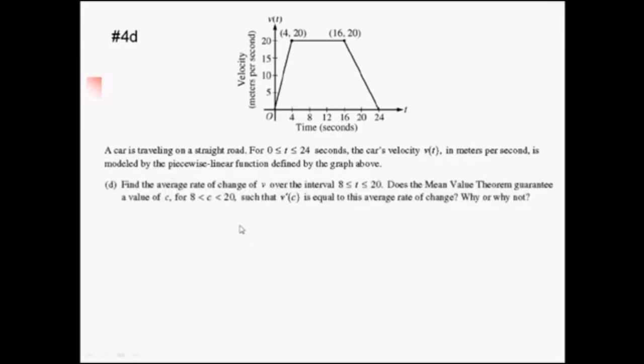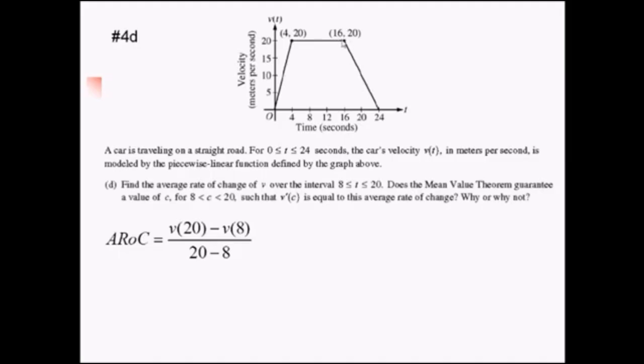For part D of this one, we want to find the average rate of change of v over the interval 8 to 20. And there's some other stuff here, but let's do this piece first. So that means we're going to be doing v of 20 minus v of 8 over 20 minus 8. And we have a graph that tells us v values. So v of 20 right here, this looks to be 10. I mean, you could calculate it precisely, but it is 10.